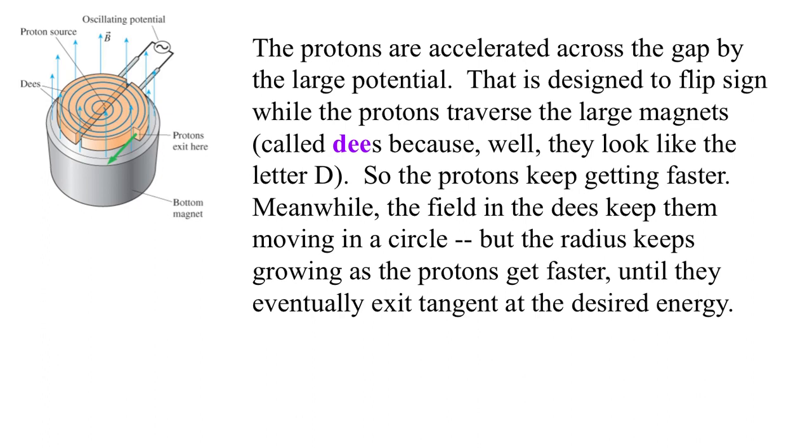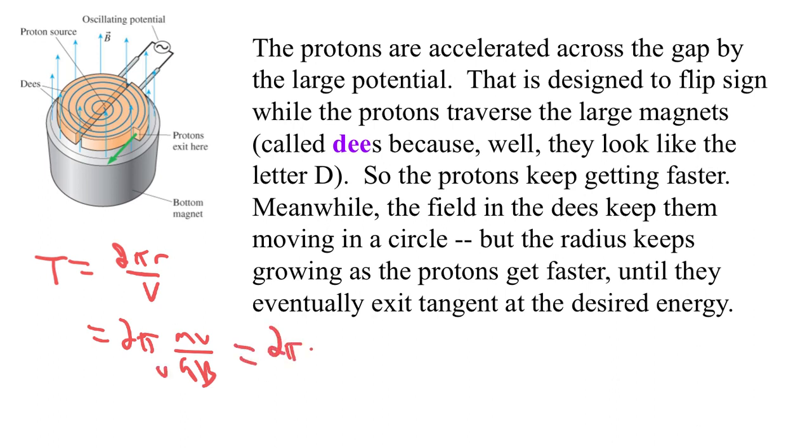But if we look at the period of rotation here, it is, of course, going to be 2 pi R over v. And remember that R was mv over qB. So we get 2 pi m over qB, and we see that it's independent of velocity. No matter how fast this thing is going, it takes the same amount of time to do one full circle, or maybe more importantly, one half circle.